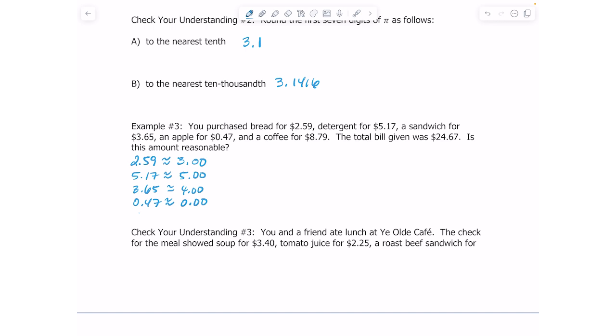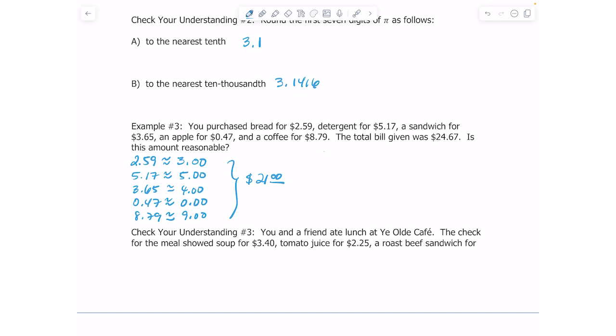And then $8.79 would round to about $9. Okay, and I would just add that up really quick. So 3 plus 5 is 8, plus 4 is 12, plus 9 is 21. So I'm getting $21, okay?